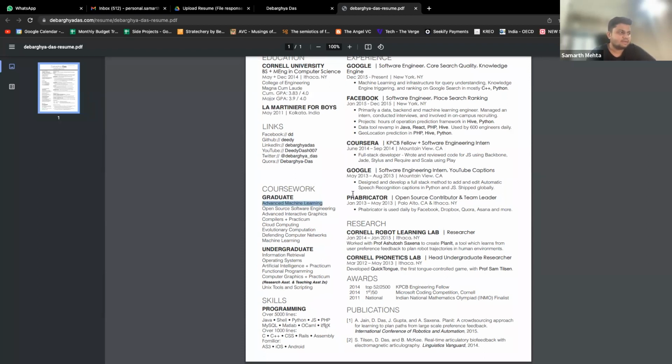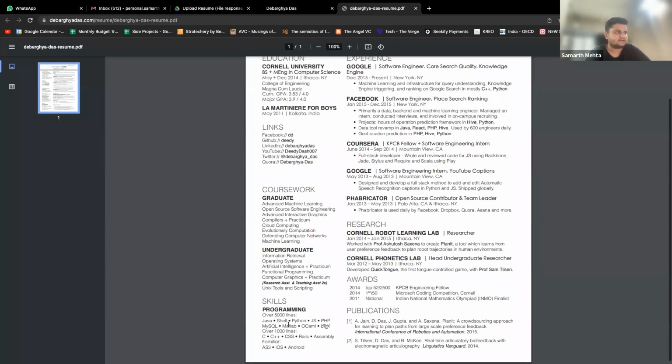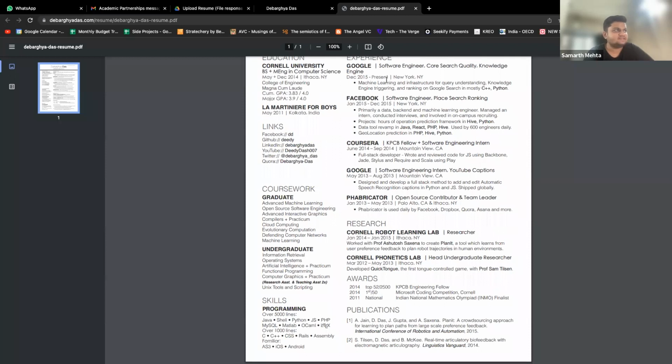So he has talked about machine learning, open source software engineering, graphics, compilers, cloud computing, evolutionary computation, defending computer networks, machine learning, etc. Because he has done a master's and bachelor's both, these are his master's courses and these are his bachelor's courses, wherein he studied operating systems, functional programming, computer graphics, etc., etc. He's also spoken of his skills in terms of programming, wherein Java, Shell, Python, JS, PHP, LaTeX, OCaml, etc., etc., right? He's also spoken about his experience.